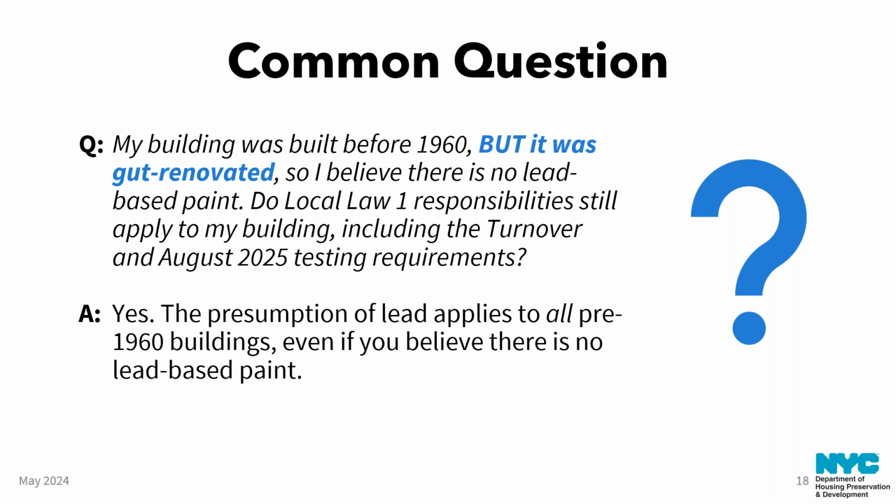And one practical factor to consider is that even in cases where a building is gut renovated, often certain components are reused, such as risers, radiators, and window frames. So the fact of a gut renovation in itself does not prove that there is no lead in a building. But regardless, even if you feel you know there's no lead, the original construction date is the date that is important for Local Law 1. So that's the date you have to rely on, and if that date was before 1960, then all of the provisions of Local Law 1 are going to apply to your building.